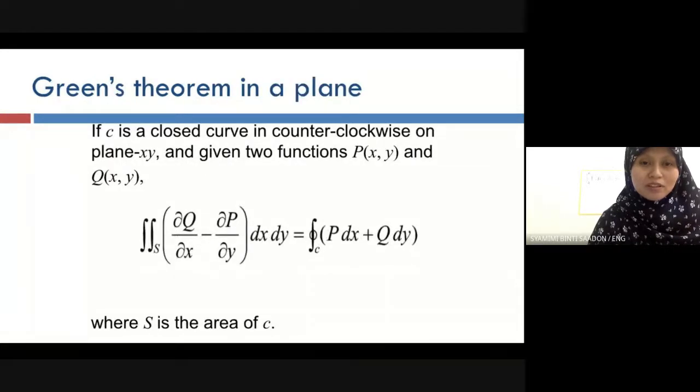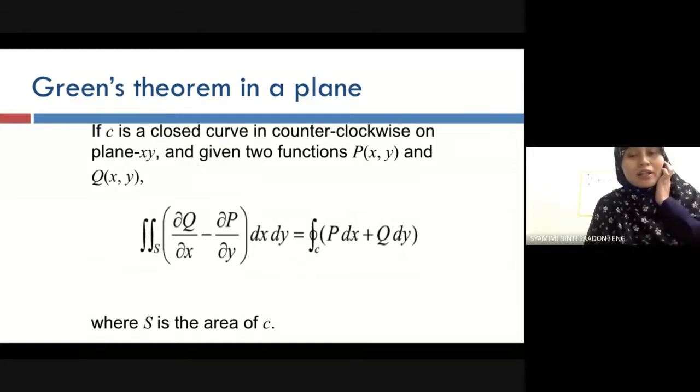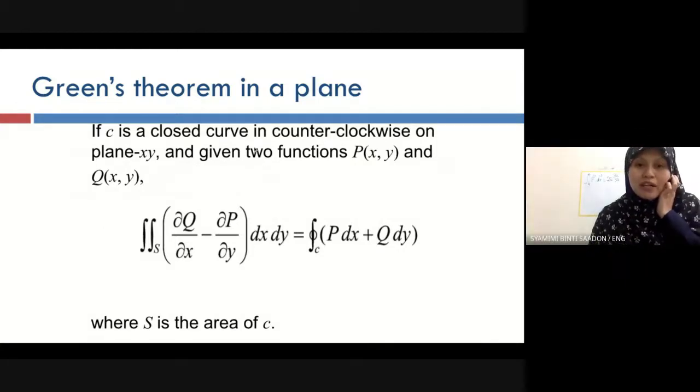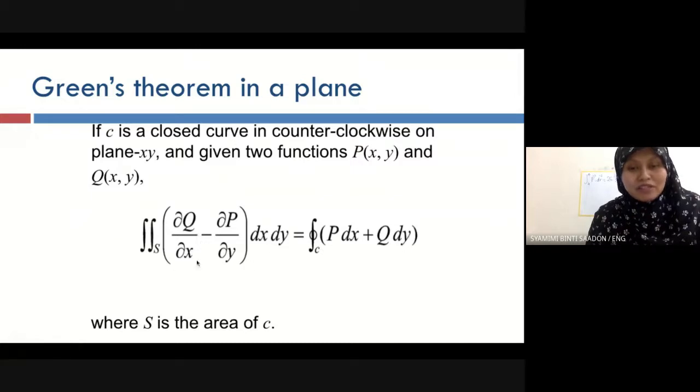So we move on. Green's theorem in a plane. This is just a rule. If C is a closed curve, counterclockwise on the XY plane, and given two functions P and Q, you have this rule. The surface double integral is equal to the line integral around the curve of this function, where S is the area enclosed by C.